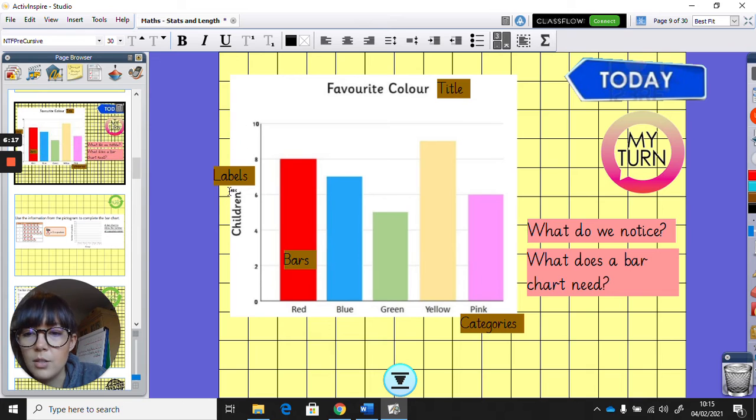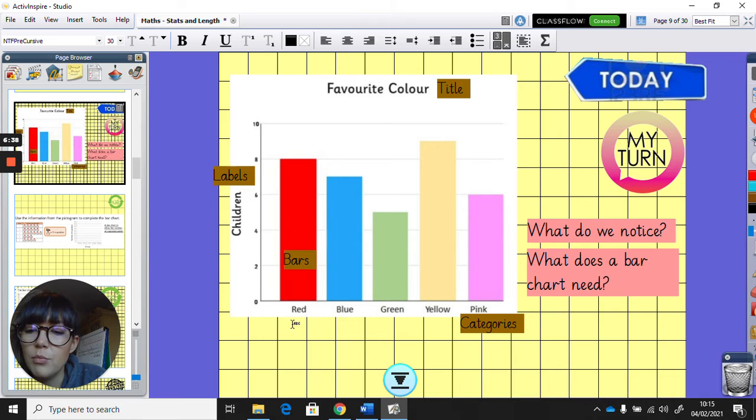On the side, we have got a scale, okay? And the scale is going up in 2s, all right? So we can see how many children liked which colour the best, all right?